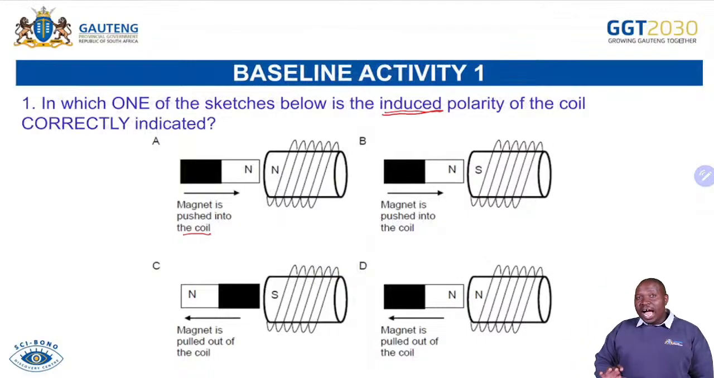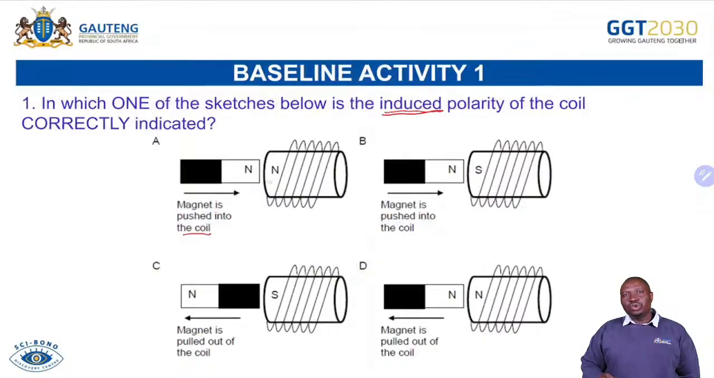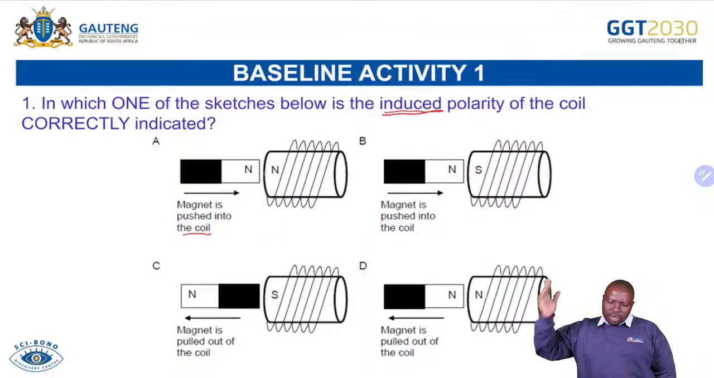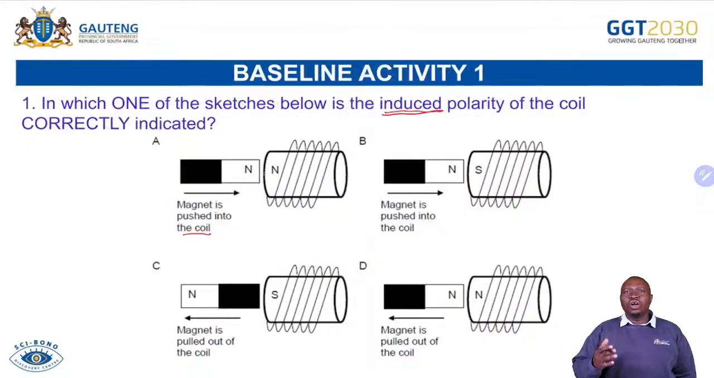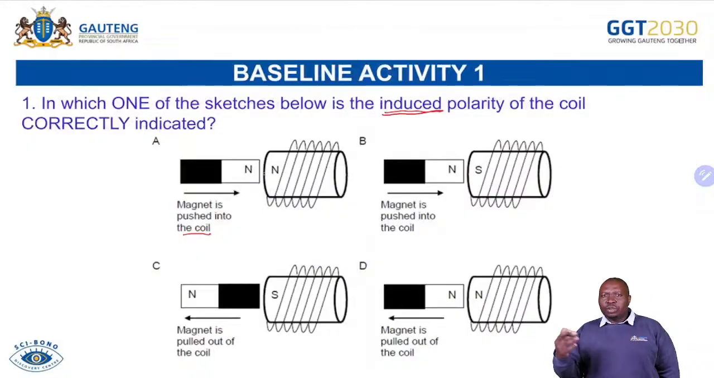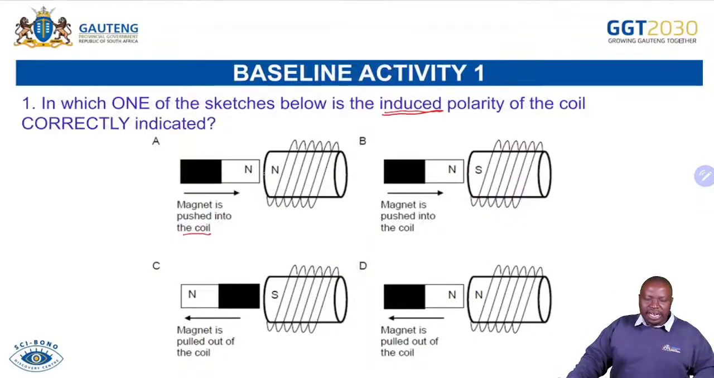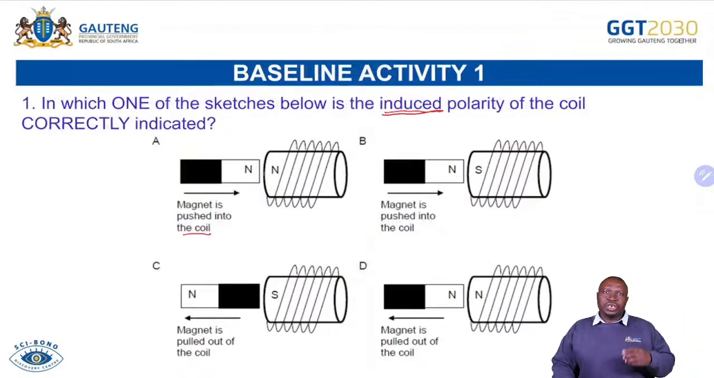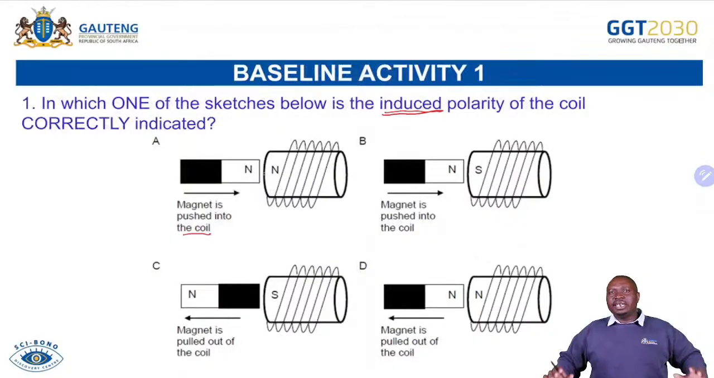According to the answer we've given there, the coil will induce a north pole. Remember, it is the north pole that is approaching the coil. When the north pole approaches the coil, the coil induces a north pole. Like poles, like charges, they repel. Even these poles, north and north, will definitely repel.